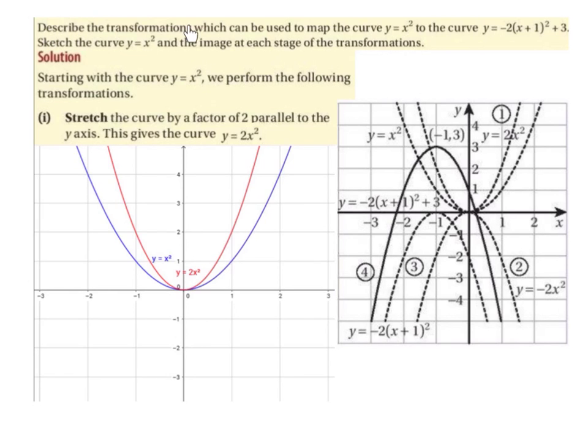Describe the transformations which can be used to map the curve y equals x squared to the curve y equals minus 2 times (x plus 1) squared plus 3. Sketch the curve y equals x squared and the image at each stage of the transformations. Starting with the curve y equals x squared, we perform the following transformations. So we're going to start off with the graph of y equals x squared, which is this curve here.